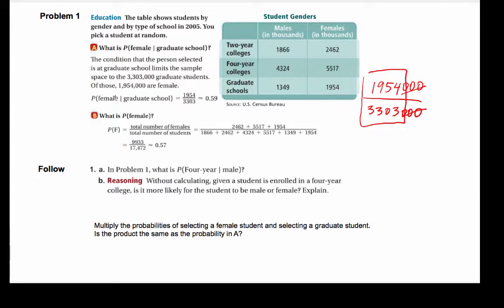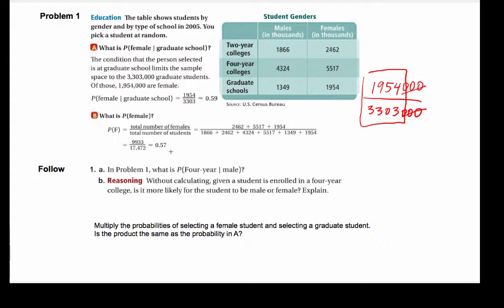So in part A, what is the probability that you choose a female given that they're in graduate school? You have almost a 60% chance of that, 0.59. The second part: what is the probability that the student chosen at random is a female? Well, we need to figure out the total number of females, so we're going to add this value and this value together. That's our numerator, the top of our ratio, over the total number of students. So take all the values in the table and add them all together. That's your denominator, or the bottom of your ratio. Go ahead and divide those two, get a decimal, and you get a probability of 0.57, or 57%.